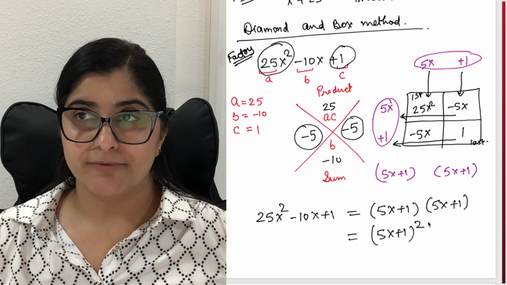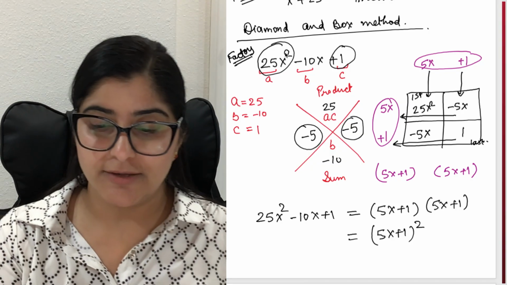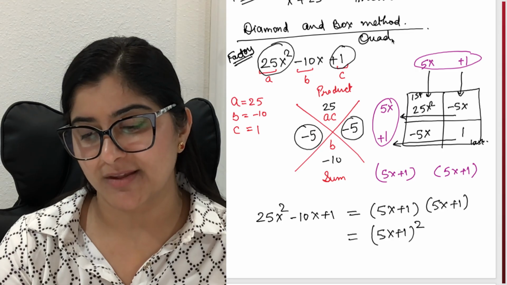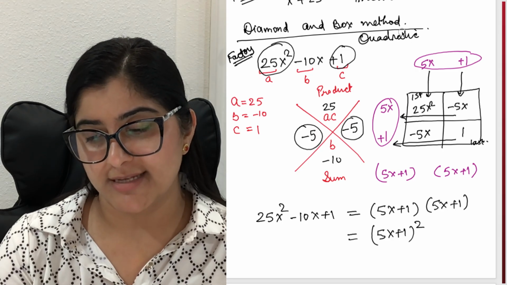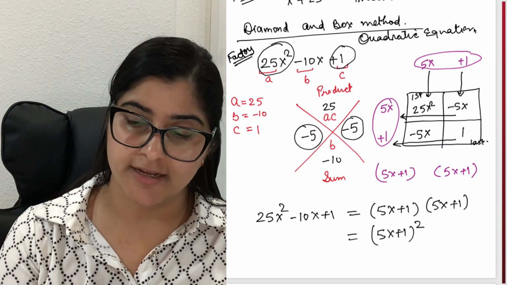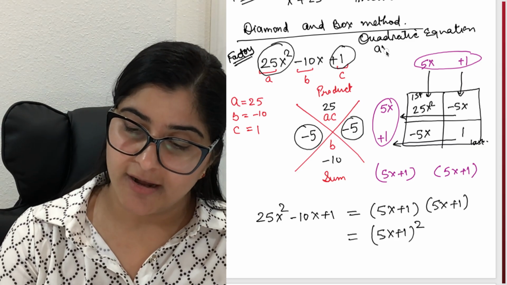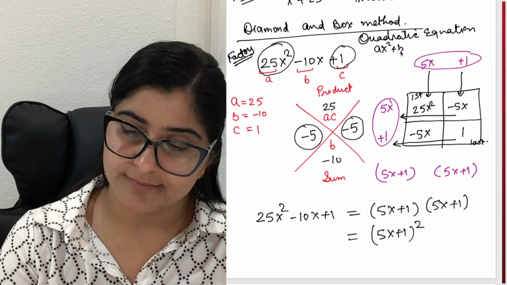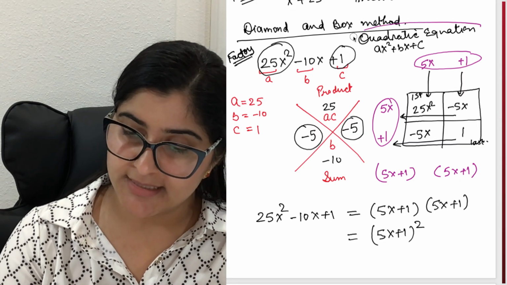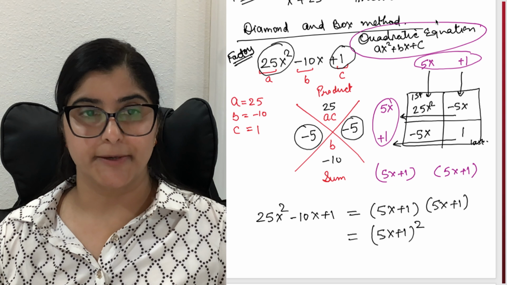And remember, this factoring technique we use only when we have a quadratic equation. So what do we mean by quadratic equation? Degree 2 of this form. Okay, then we can use this diamond and box method.